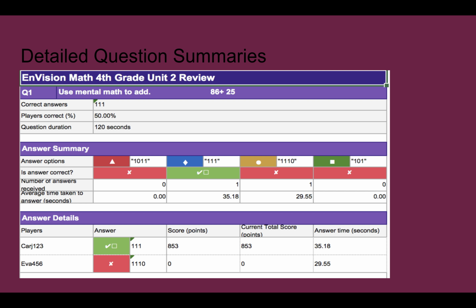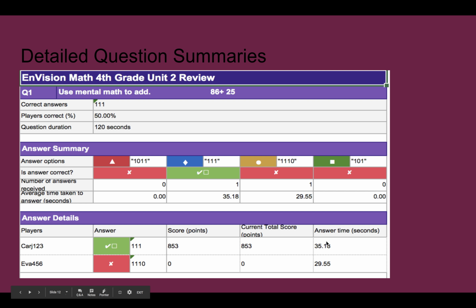So I zoomed in. It will actually give you a detailed question summary as well. Right here it says question 1, and the question was using mental math to add 86 plus 25. Then it'll tell you how many students answered each question. The green check mark means that's the correct answer. One of my students was able to answer that correctly. Then answer details down here give you the player details. So I know that this student was able to answer correctly and this one was not. It also tells me how many points were awarded and their current score. And the really cool thing is it'll tell me how long it took them to answer it.